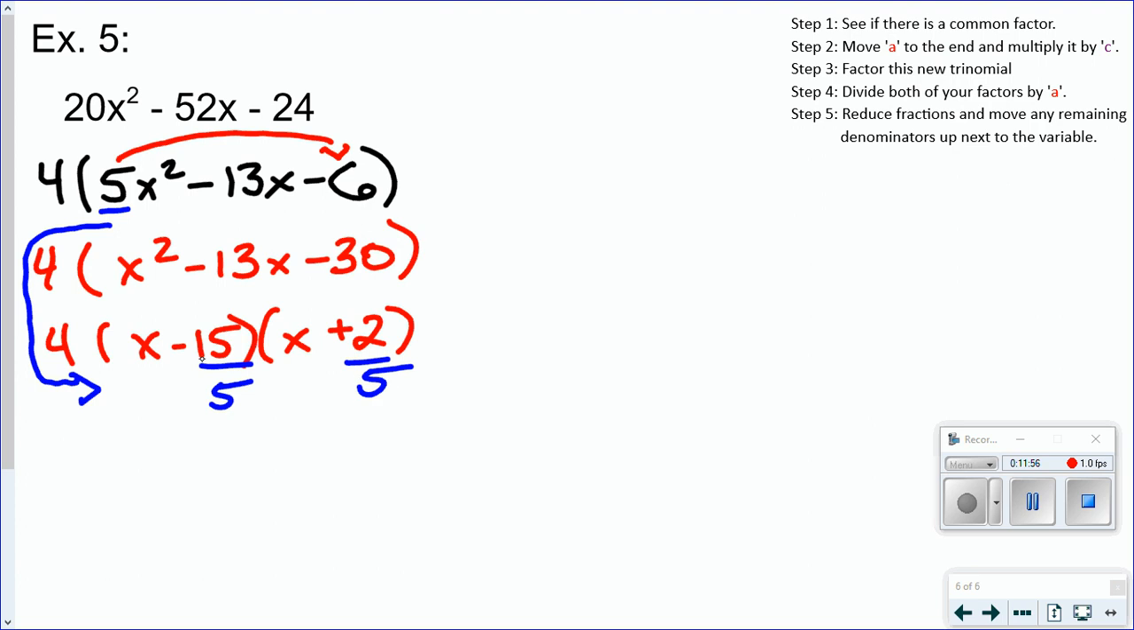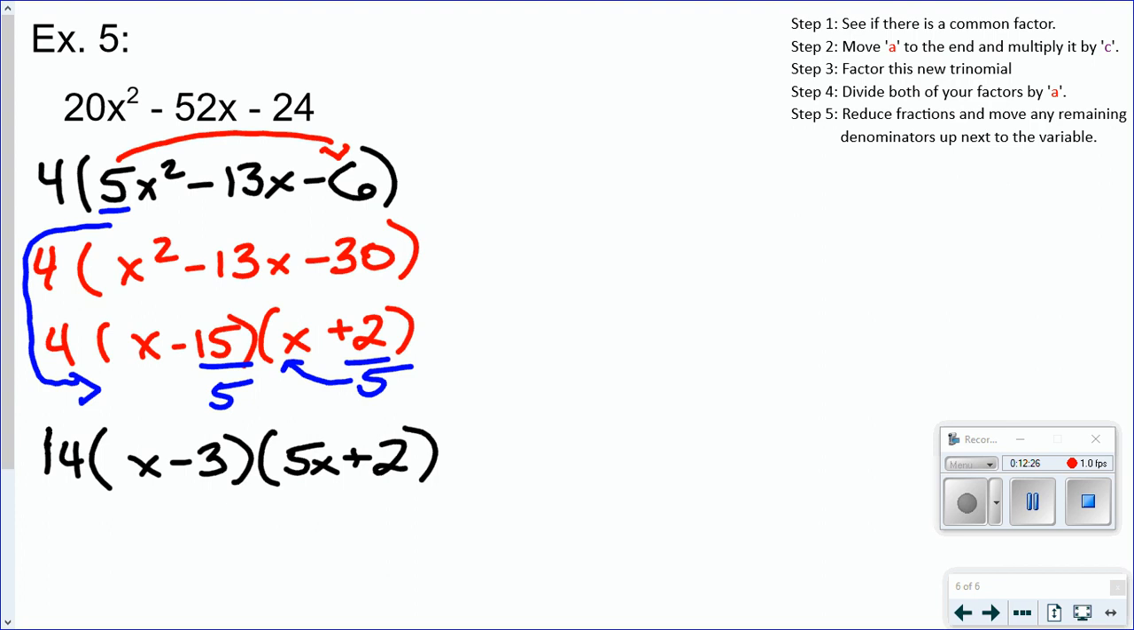Go ahead and simplify this. That simplifies to 3. This one we can't simplify, so I'm just going to slide the 5 up next to the x. So what I'm going to end up with, and again, don't forget this 4. It's a really common mistake for people to forget a 4 here. So 4 times x minus 3 times 5x plus 2. And that's your final answer.